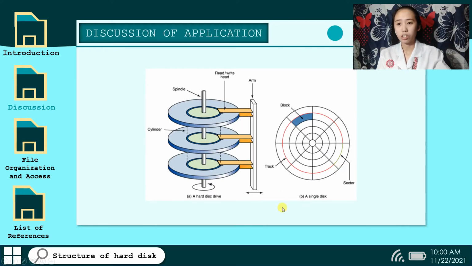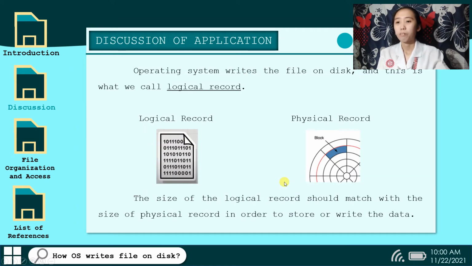Disk surface is divided into tracks. Tracks are divided into sectors. On the sector, data is stored in fixed blocks. This one block is known as the physical record. Here, all the blocks are the same size.